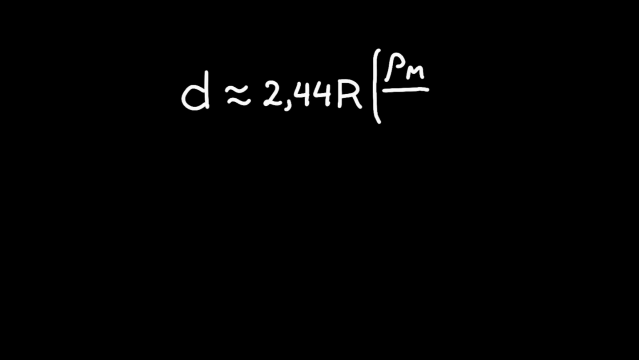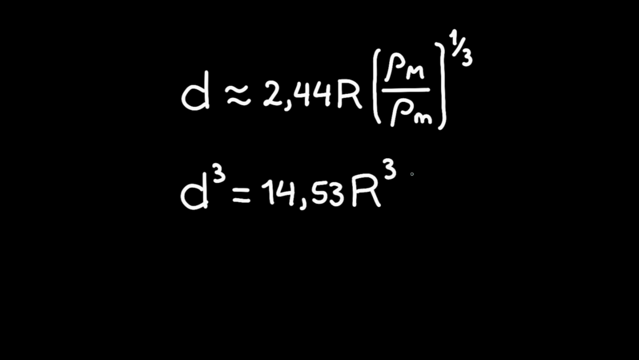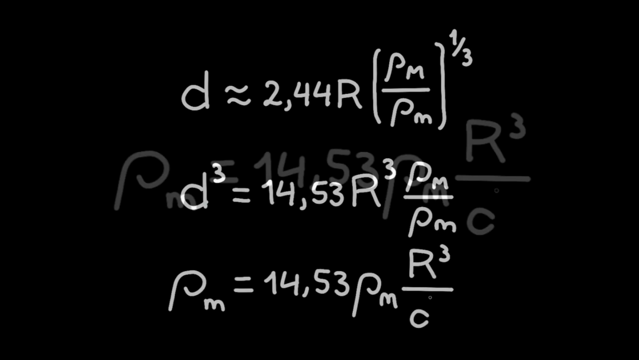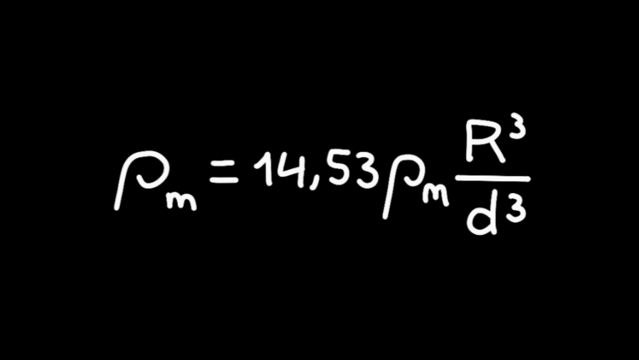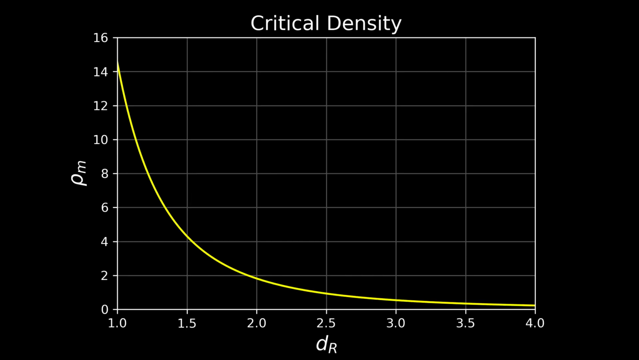If we rewrite this equation, we will have an expression of the minimal density a moon must have at a certain distance if it wants to stay intact. We can make a nice plot out of this expression to get this.